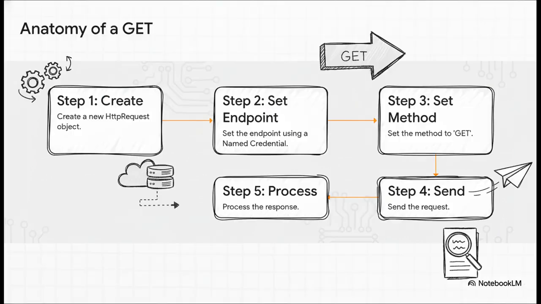Simple as that. Making a GET request is like following a simple recipe you'll use over and over again. First, you create the request object. Second, you tell it where to go using your named credential.